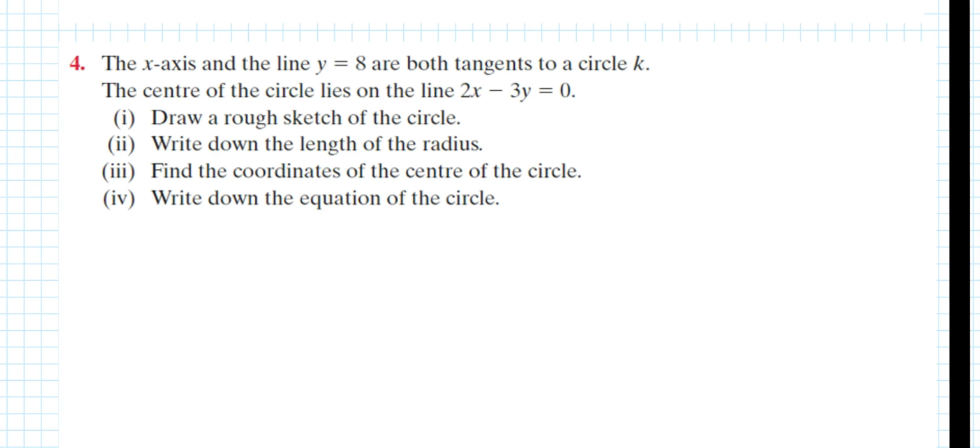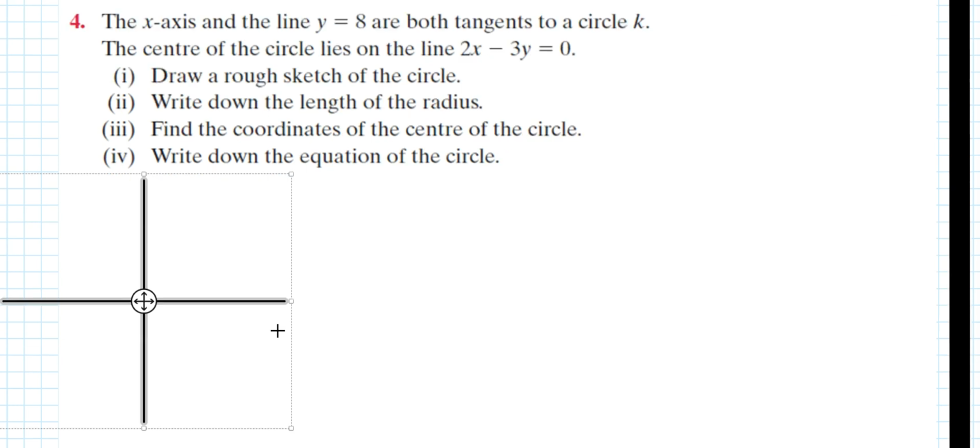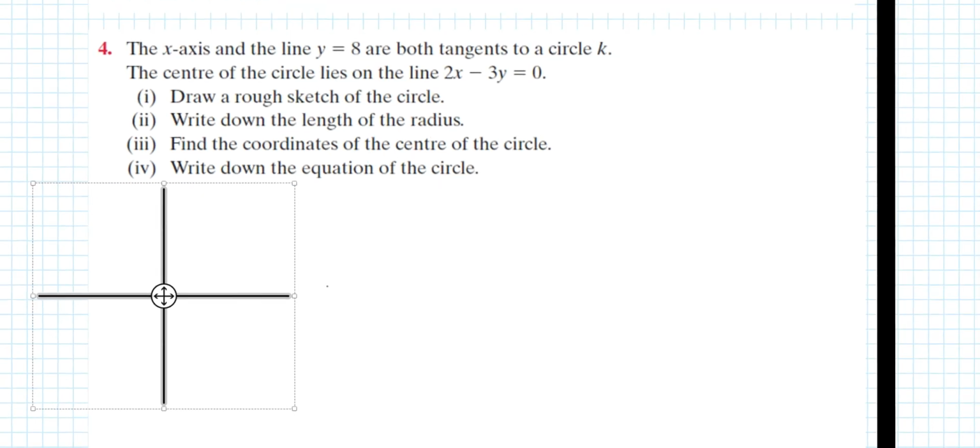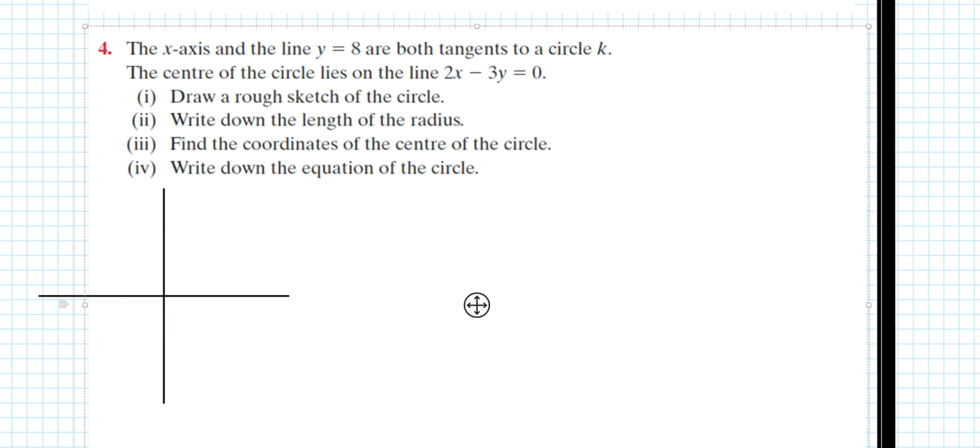Okay, how about this question? The x-axis and the line y equals 8 are both tangents. So a little bit of a diagram can be really useful here. The x-axis is a tangent, and the line y is equal to 8 is a tangent. Now that's really important. What does the line y equals 8 look like?